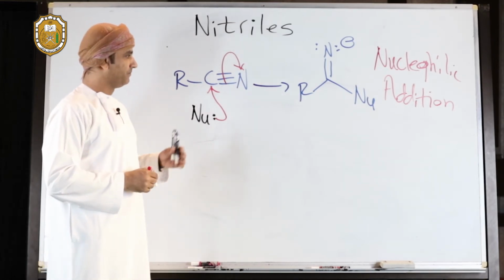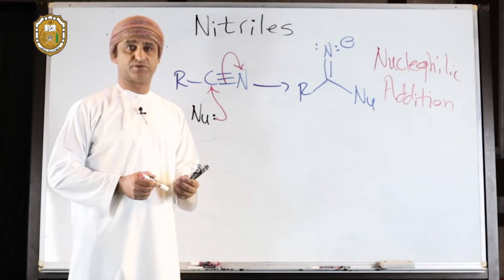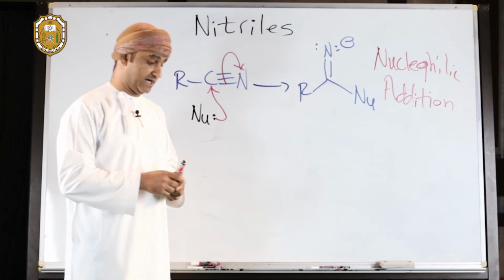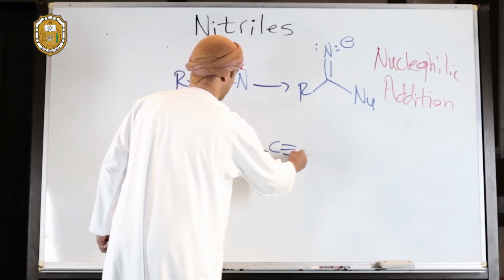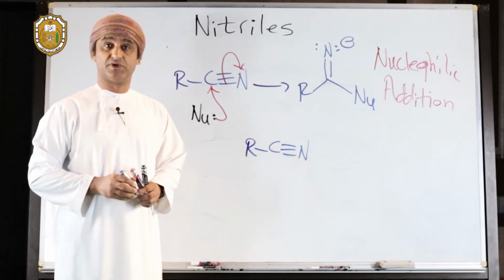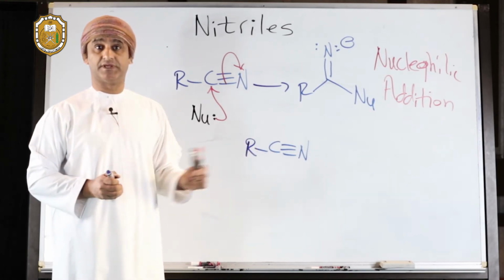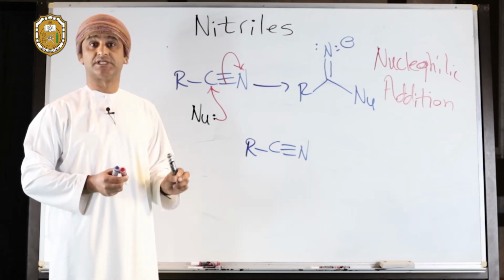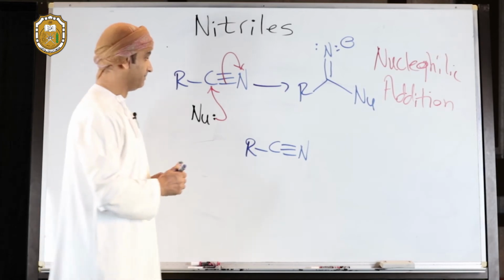Now, how can this be used in organic synthesis, or in other words, what are the applications of this nucleophilic addition reaction of nitriles? So this is again the general structure for nitriles. Nitriles get attacked by nucleophiles such as Grignard reagents. So Grignards attack this electrophilic carbon in nitriles to give, interestingly, ketones. And again, that's a very, very useful reaction.